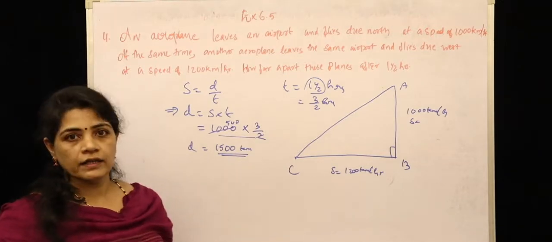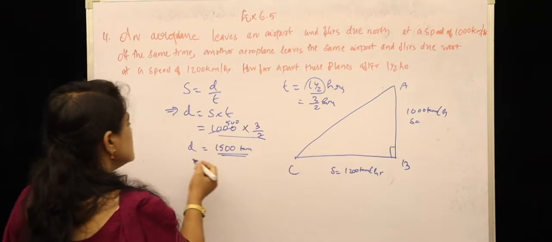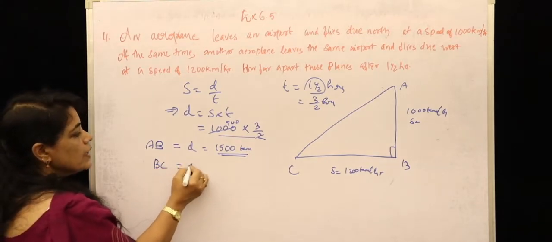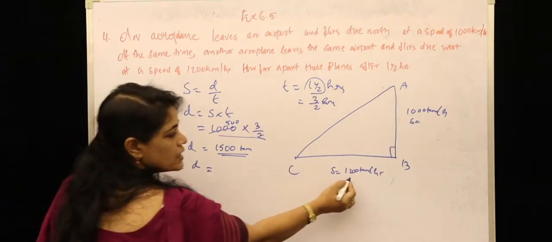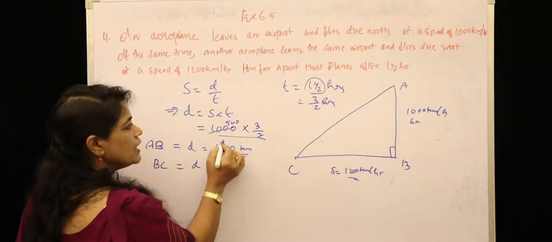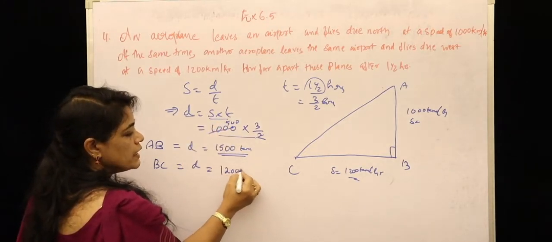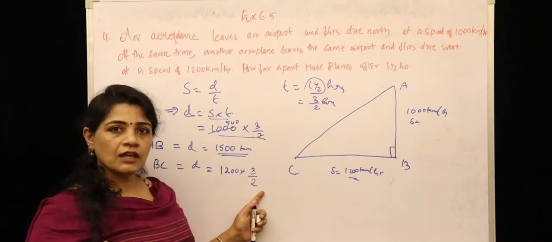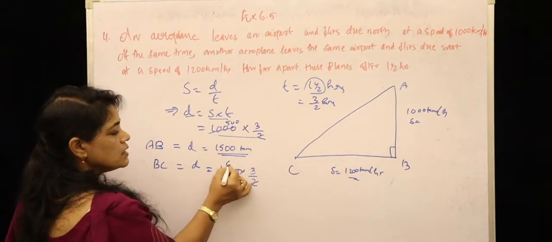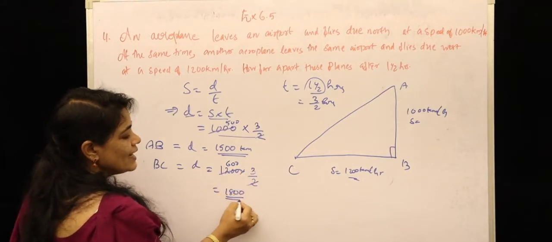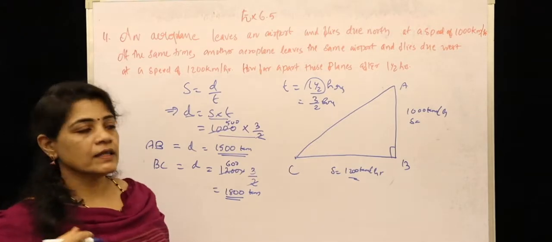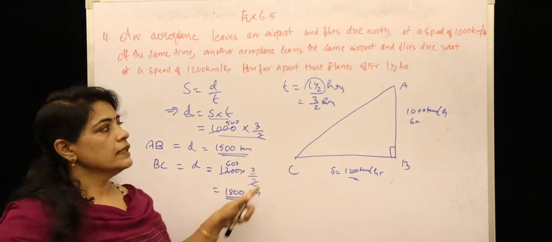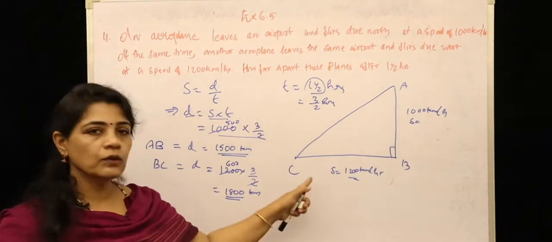In the same way for the second flight, the distance travelled is BC, and the first distance is represented by AB. The distance travelled by the second aeroplane within 1.5 hours, with speed 1200, is speed into time: 1200 into 3 by 2, at the same time after 1.5 hours. So 600, and 6 threes are 18, so 1800 km is the distance travelled by the second flight. After 1.5 hours, the flight will be at this point, and the distance between the two flights after 1.5 hours is AC.